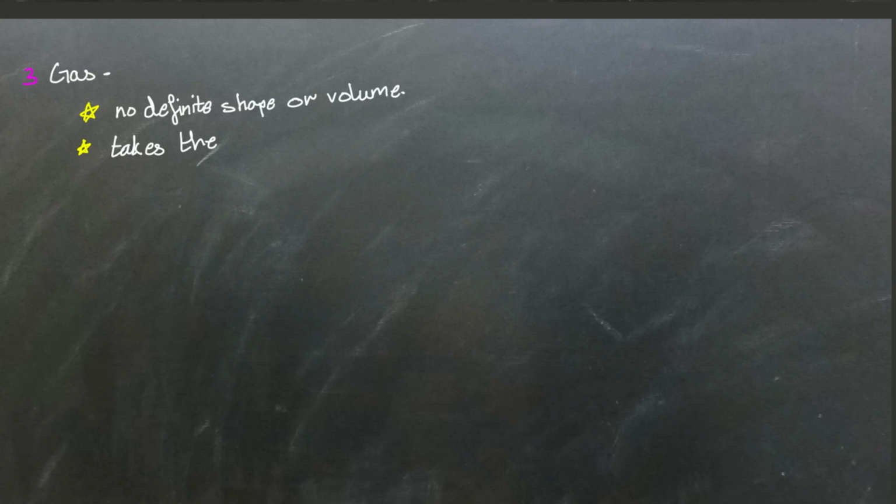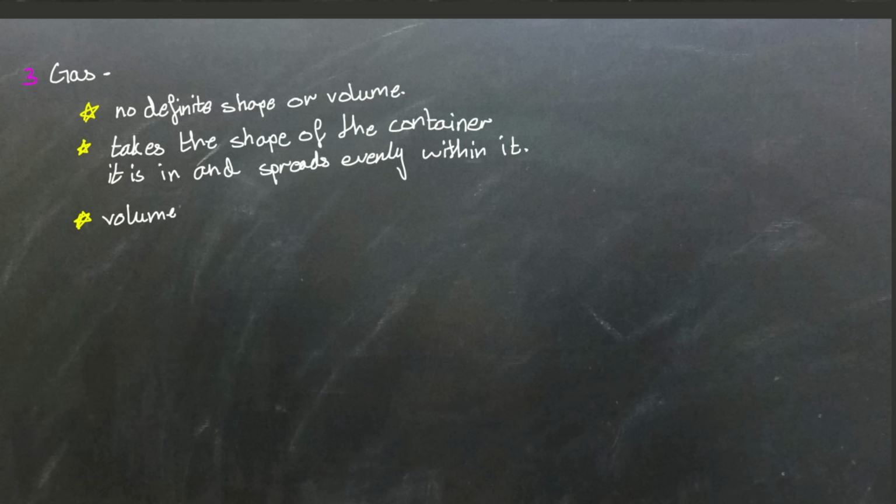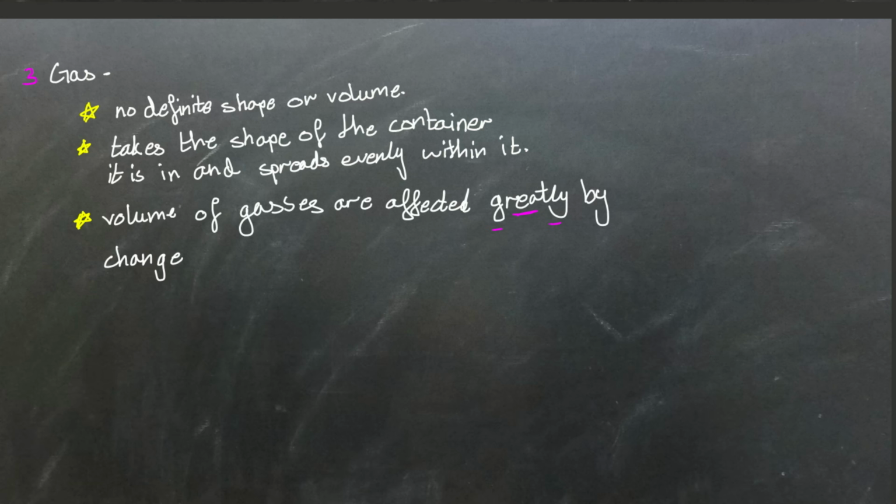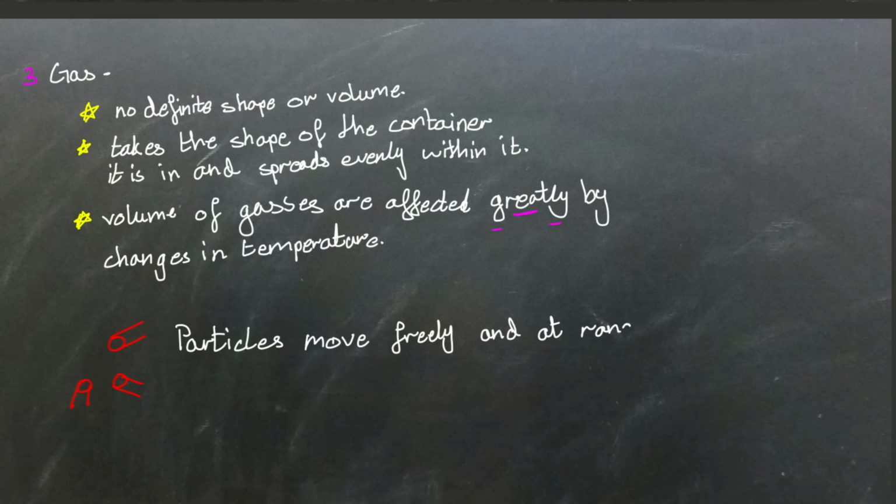Gas. A gas has neither a definite shape nor a fixed volume at a given temperature. A gas will take the shape of its container and spread evenly within it. The volume of gases is greatly affected by changes in temperature. The particles in a gas move freely and randomly, colliding less often than in liquids.